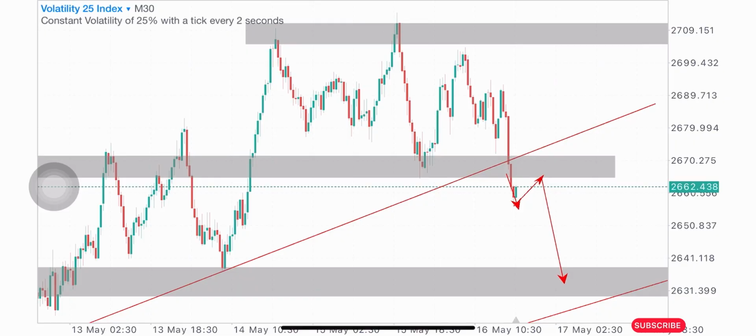I'll be marking another area above here, in case price decides to give us a fake out or reverse back above our resistance zone there. If it decides to reverse, then I'll be looking for a buy entry down to the next resistance zone up there. So I need to have a plan A and a plan B, so that either way I want to be making profit from the market.